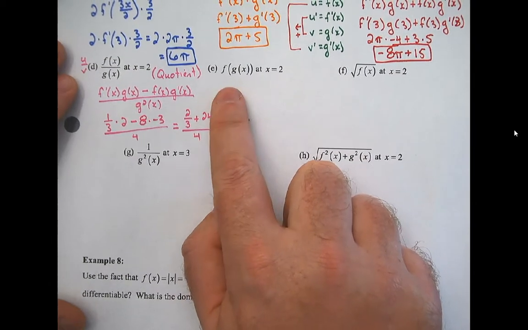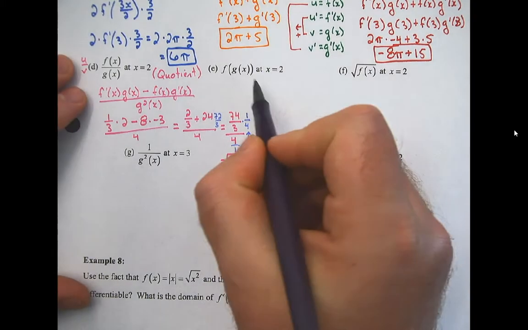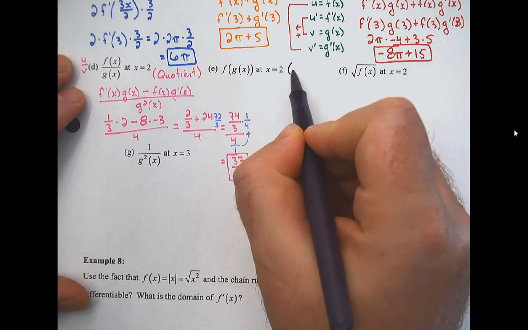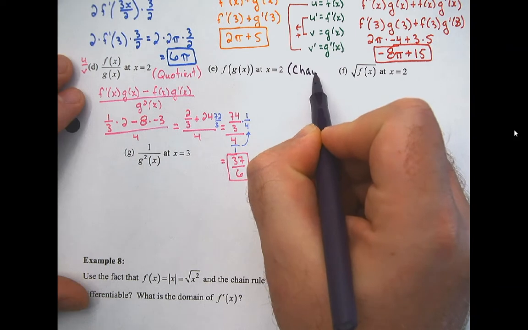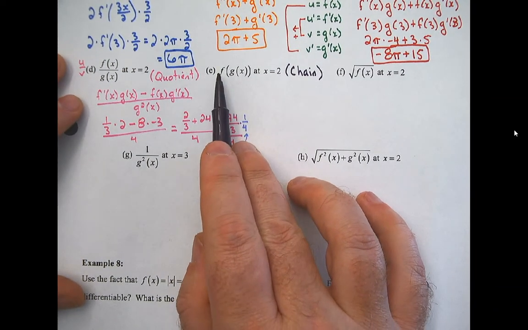All right. Moving on. f of g of x. What type of rule is this? What type of problem is this? This is, pause it, give it yourself a try. What do you think it is? All right, let's see how you did. This is a chain rule because I've got a function inside of another function.